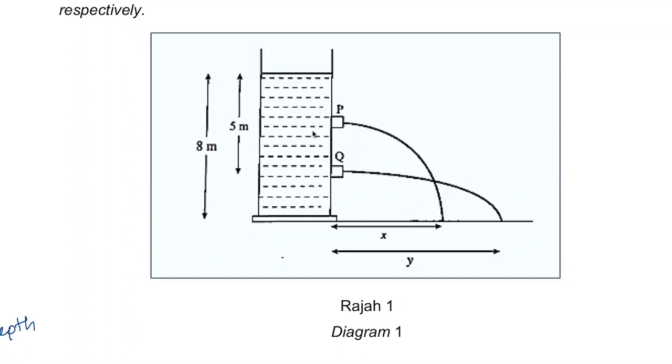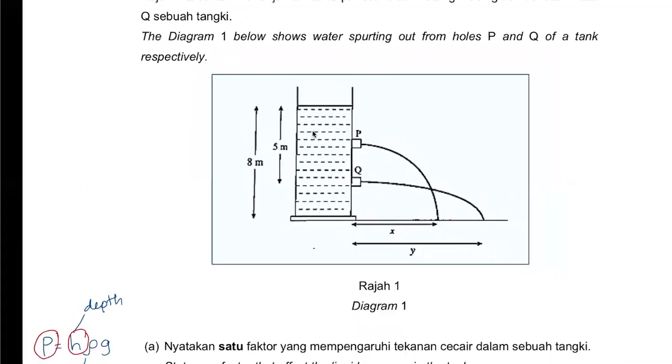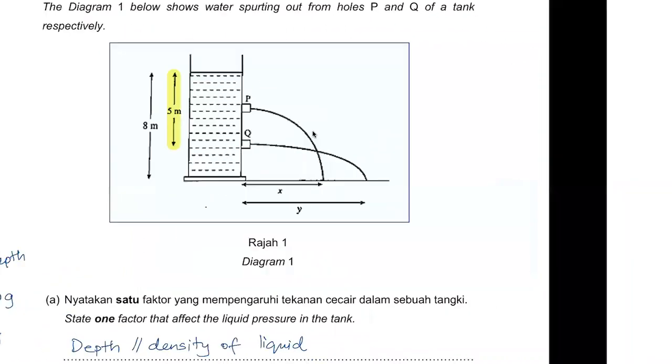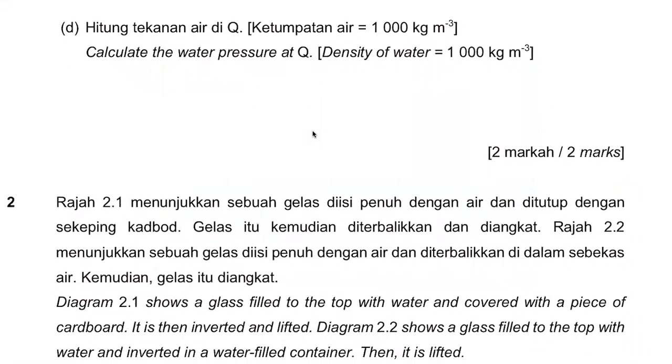Yeah, betul, 5 meter. So you should use this one. This is the depth that we are using for Q, because it is measured from the surface of the water until the point where the hole is. Okay, so you use the formula just now, P equals to H rho G. Substitute into the formula, then what will be the answer?